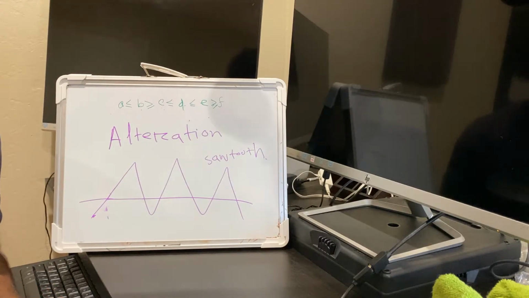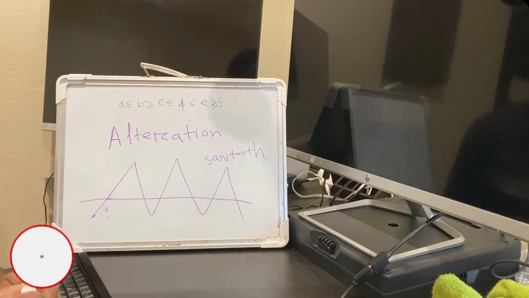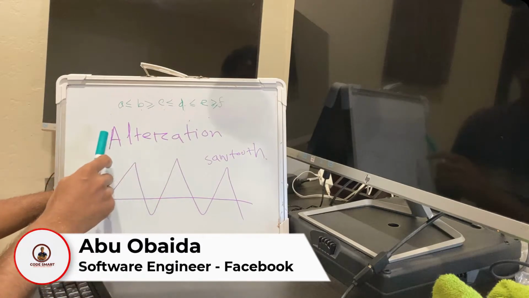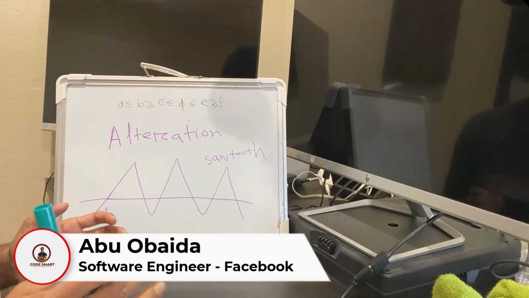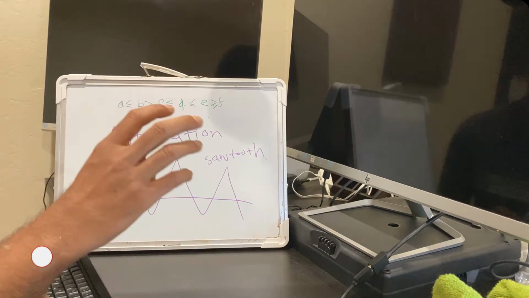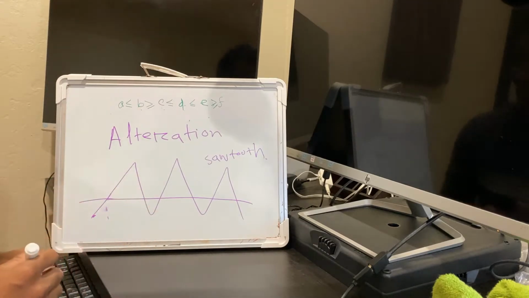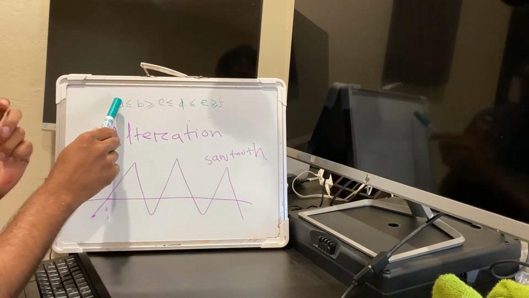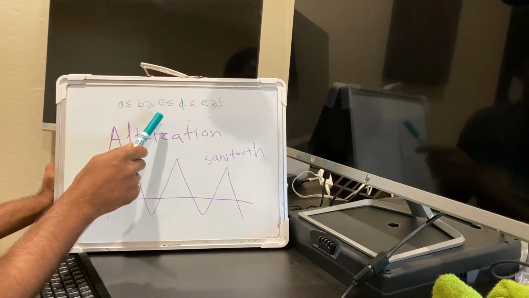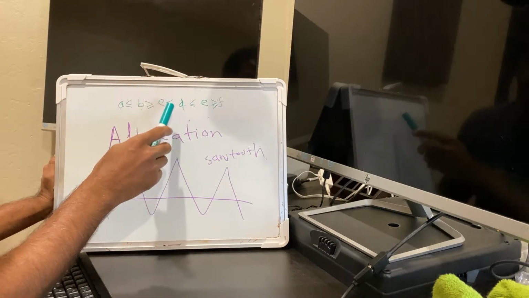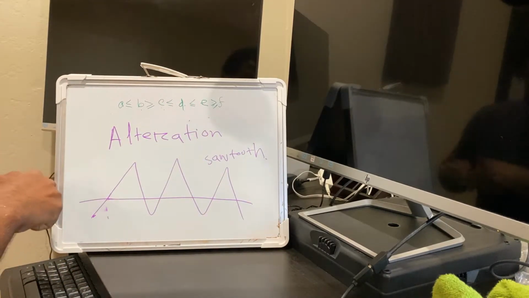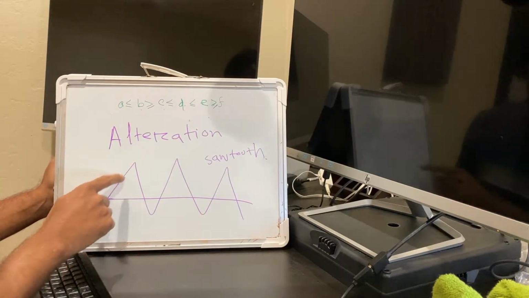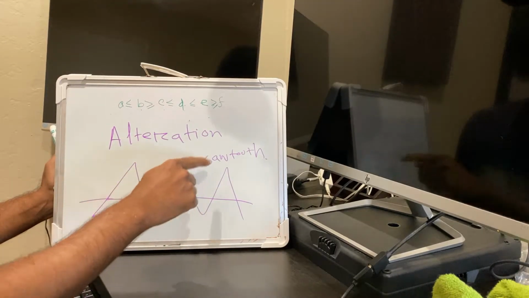My name is Obaida. I'm a software engineer at Facebook or Meta, and today I will discuss this algorithmic problem called alternation. We'll be given an array of random numbers, and we need to arrange those numbers in that array such a way that the first element will be less than or equal to the second element, but the second element will be greater than or equal to the third element, and the third element will be less than or equal to the fourth element, and so on. That's why we are calling it the alternation problem, because it will go from low to high, high to low, low to high, high to low, and so on.